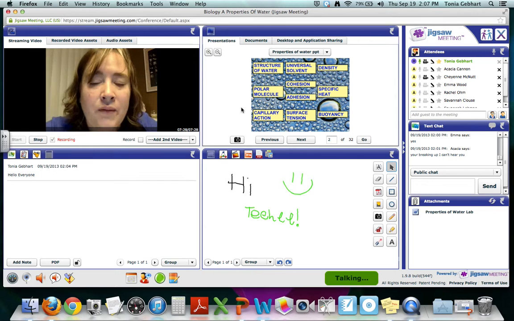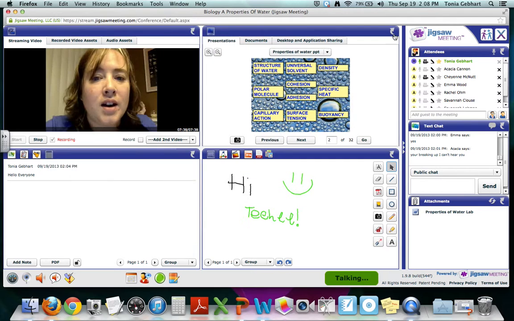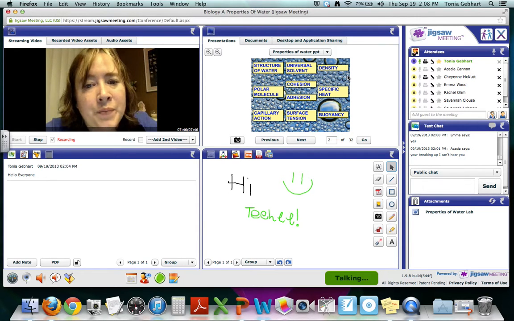If you'd like, you can increase the PowerPoint so it becomes full screen if you need to. Here are several different properties of water that we'll talk about. The structure, that water is a polar molecule, capillary action, the fact that it's a universal solvent and what that means, cohesion and adhesion, surface tension, density, and specific heat, and then we'll just touch on buoyancy, which has a lot to do with the density of an object and of water.